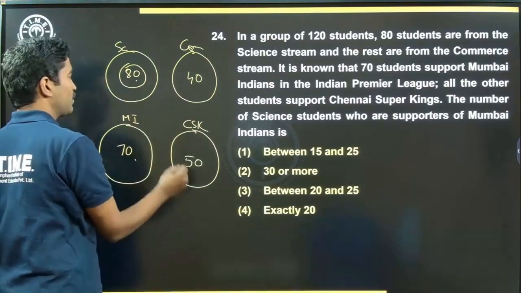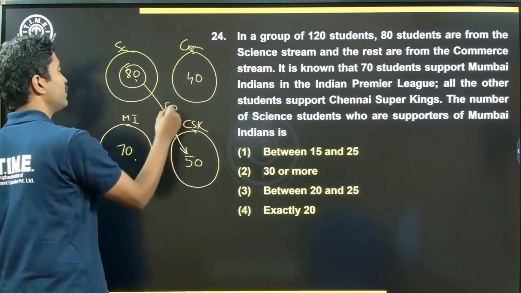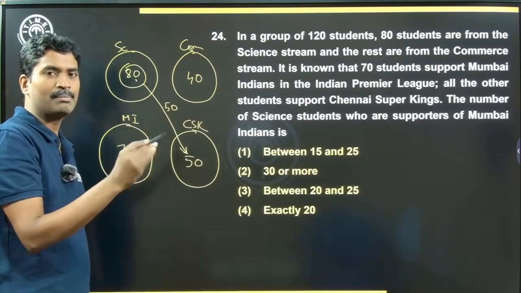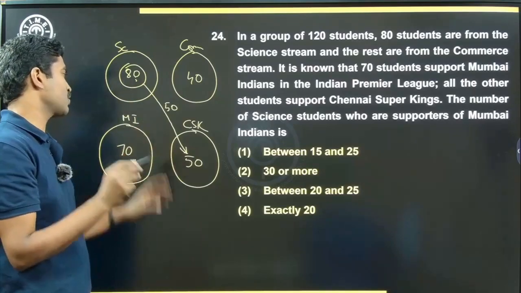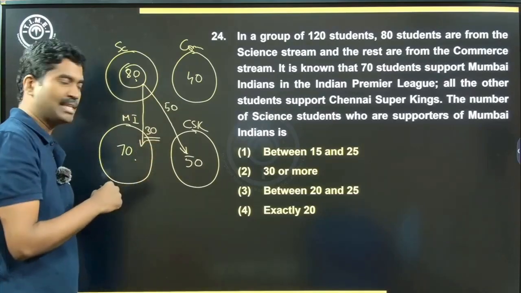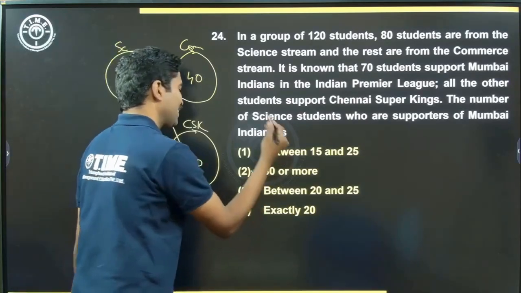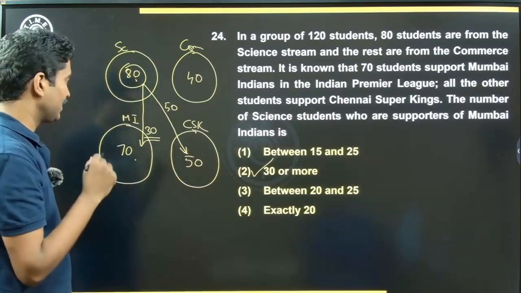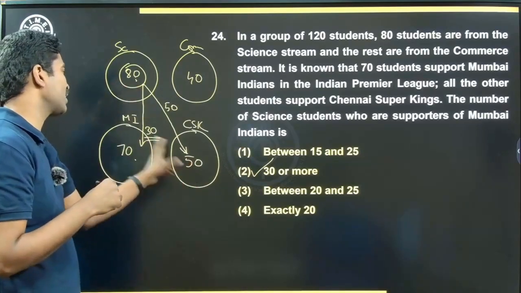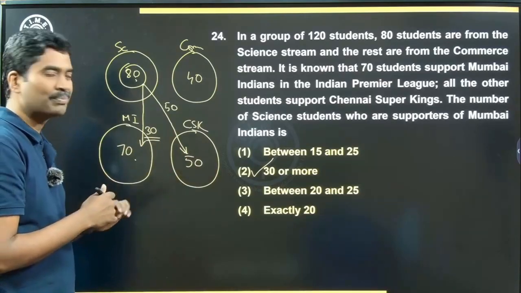This is 120, this is 120. These 80 have to come here or here, right? Let's say first 50 of them go here, meaning out of those 80, 50 are Chennai Super Kings supporters, assuming for the minimum and maximum cases. If 50 are supporters of CSK, we still need 30 to come here, which means the number of science stream students supporting Mumbai Indians is at least 30, option 2. Less than that is not possible. 20, 25, 15 to 25 is not possible. Assuming 50 go there, the other 30 have to come here. Correct? This is the assumption based on the question. So option 2, 30 or more.